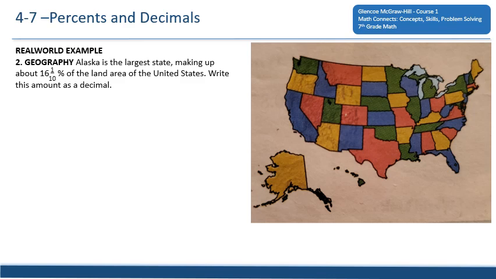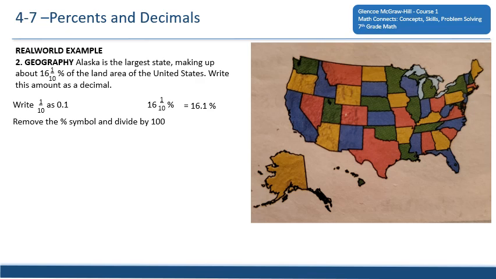Alaska is the largest state, making up about 16 and 1/10% of the land area of the United States. Write this amount as a decimal. Write 1/10 as 0.1, which is also 1/10. And we get 16 and 1/10% equals 16.1%.